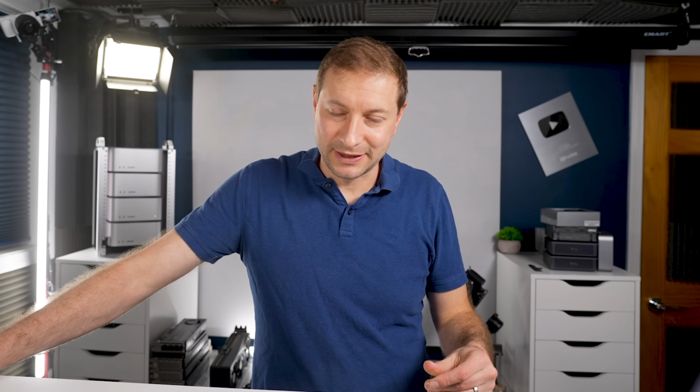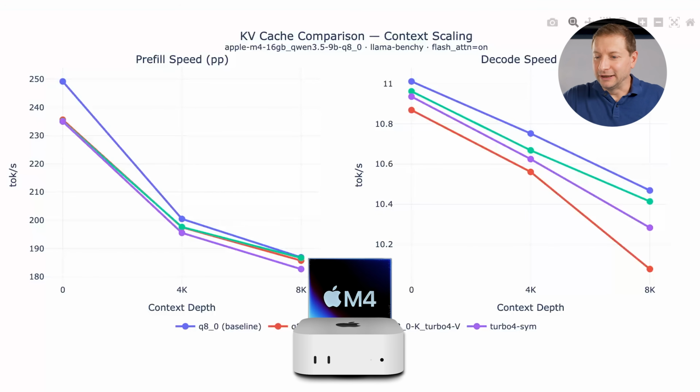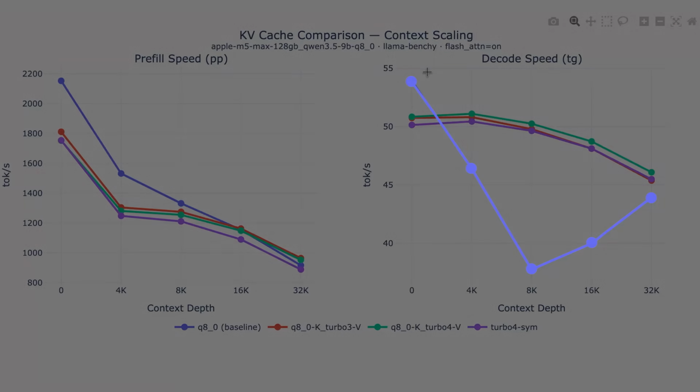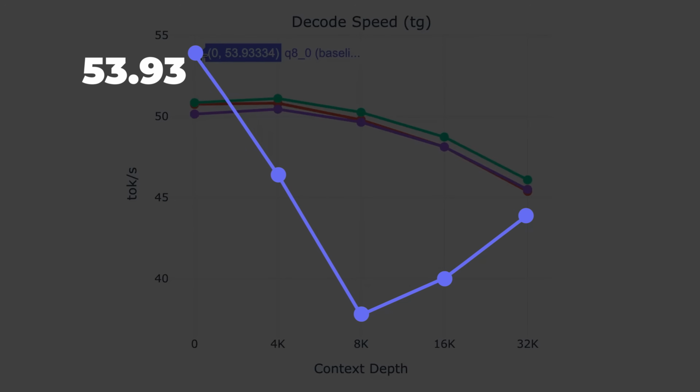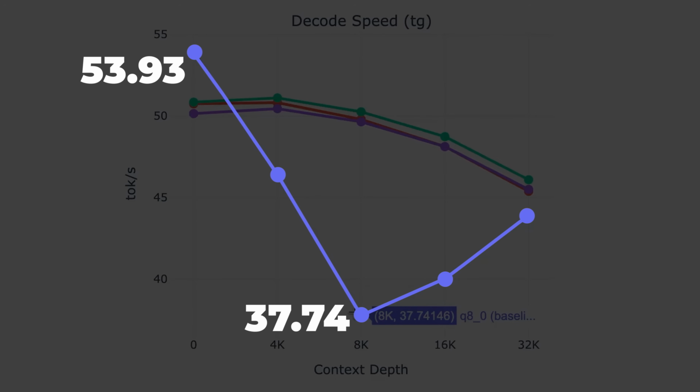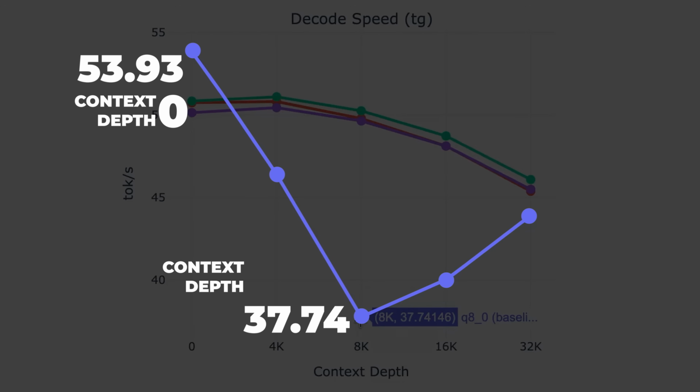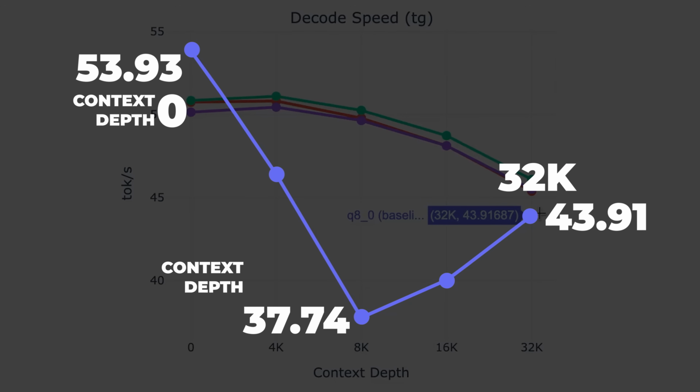There was a surprise. Now the M4 did okay. At short context lengths, Turbo doesn't do that well here. It slows down quite a bit. We're about 1 to 4% difference in the speed for decode here. But on the M5 Max, this is where we saw a huge difference. Check out the decode speed here. So on Q8, the full baseline non-turbo quant, we dropped down from about 54 tokens per second to about 37 tokens per second, going from a depth of 0 to a depth of 8K for context depth. And then we went up a little bit more. For 32K, we went up to 44.